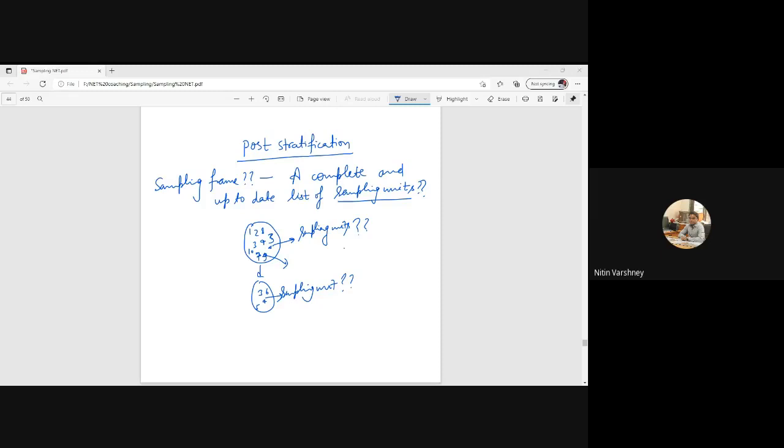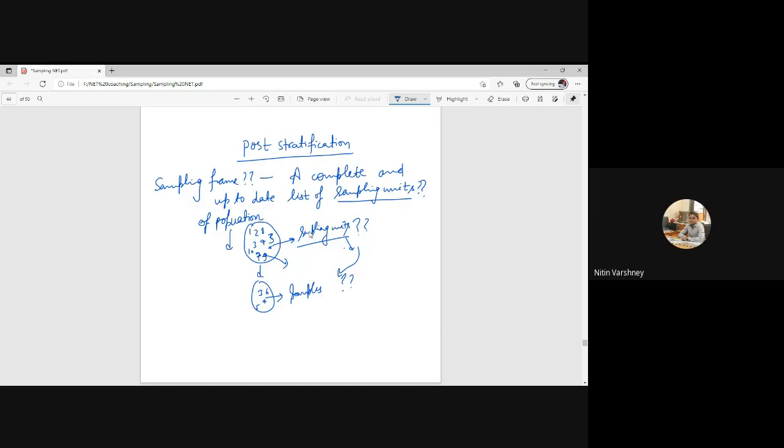Okay. Actually, basically, why we are telling this, that these are samples, because these are the unit which is going to be selected in the sample. So we can say sampling frame is a complete and up to date list of the sampling unit of the population. From that we will select the sample.